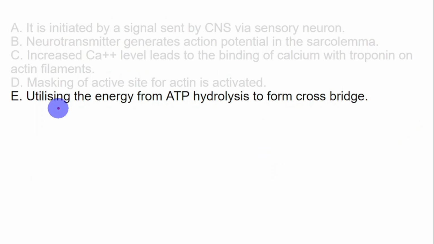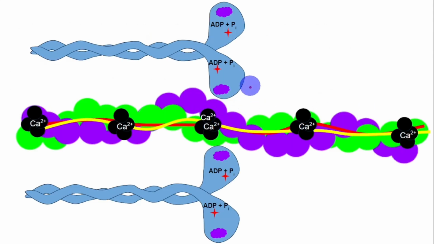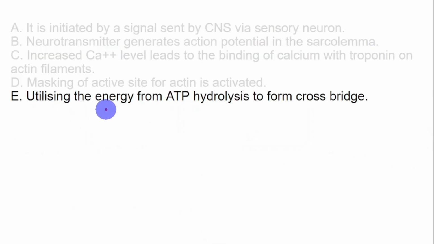The last statement says utilizing the energy from ATP hydrolysis to form cross bridge. Correct. See, the myosin head has ATP binding site. So due to ATP hydrolysis, myosin heads come into a cocked position, and then only the interaction with actin is possible, which in turn leads to cross bridge formation. So utilizing the energy from ATP hydrolysis to form cross bridge is a correct statement.